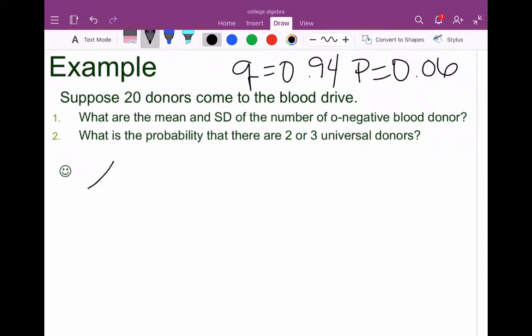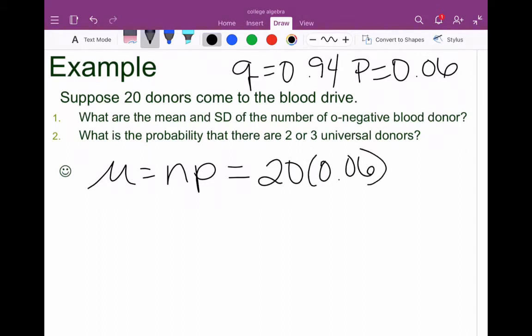To find the mean, mu, that's equal to n times p, your number of trials times your probability of success. The number of trials is 20, and the probability of success is 0.06. When I multiply those together, I get 1.2. So out of 20 donors, on average, we'll have 1.2 people that have O negative blood. So really probably only about one person.